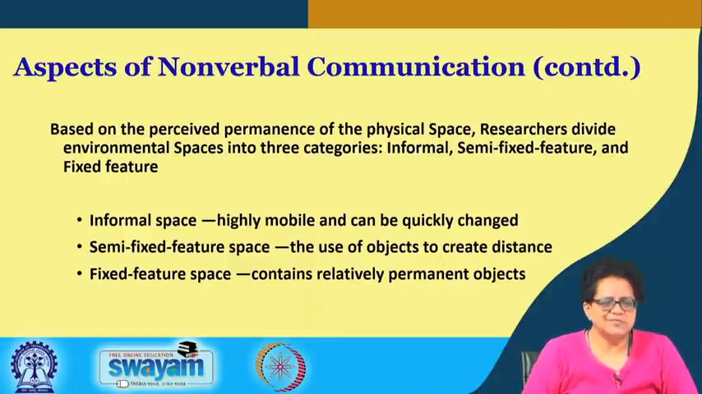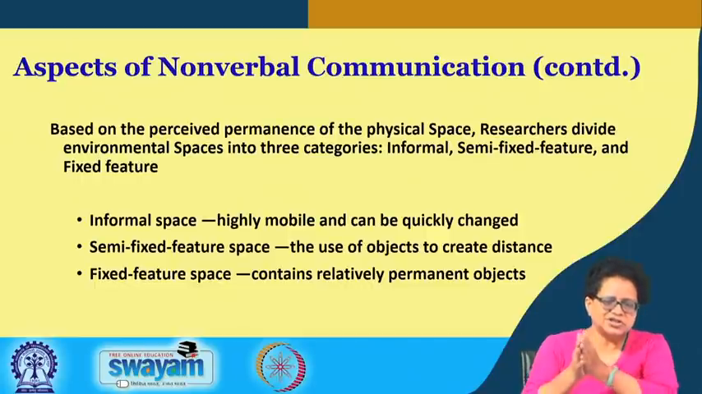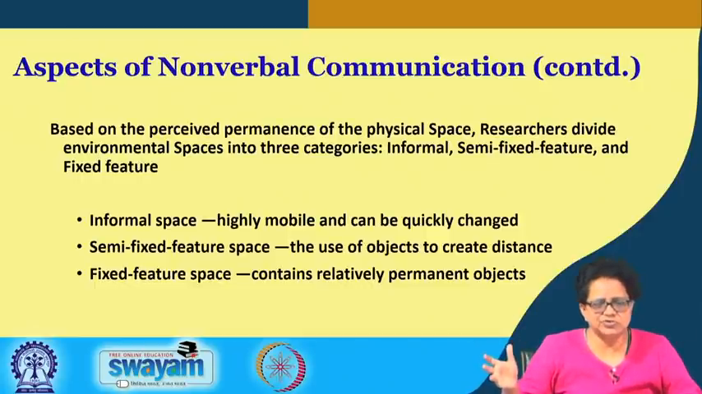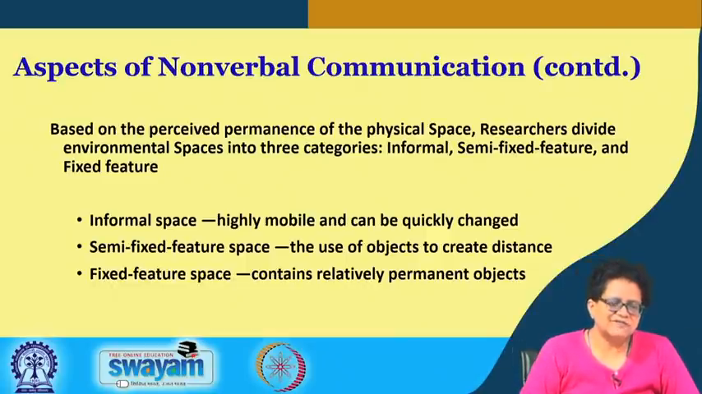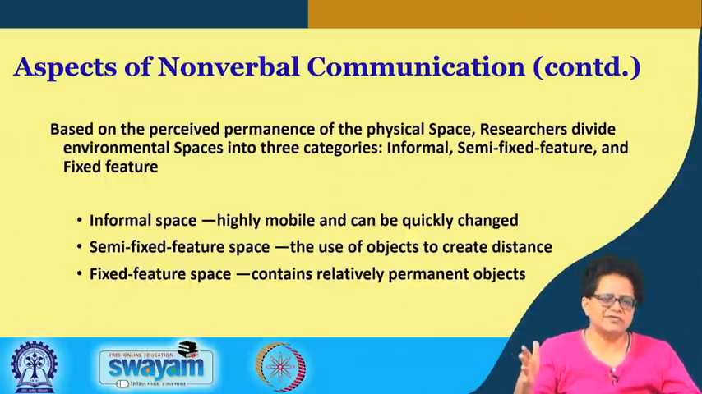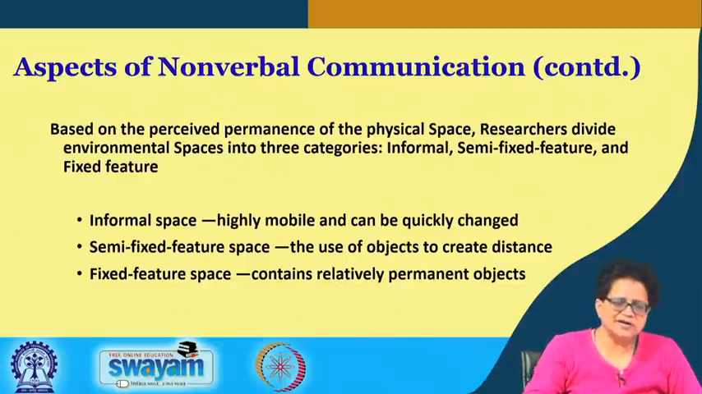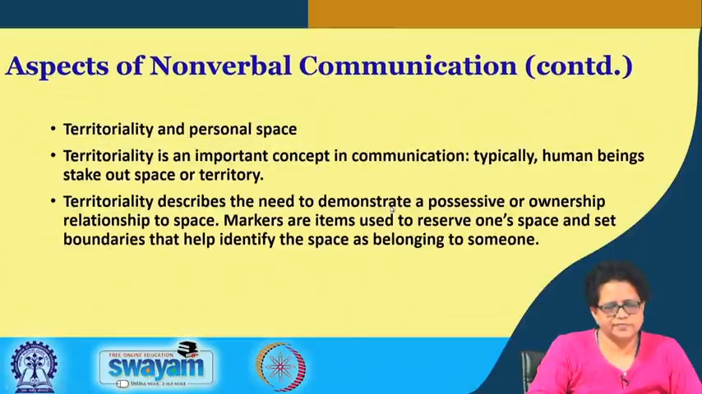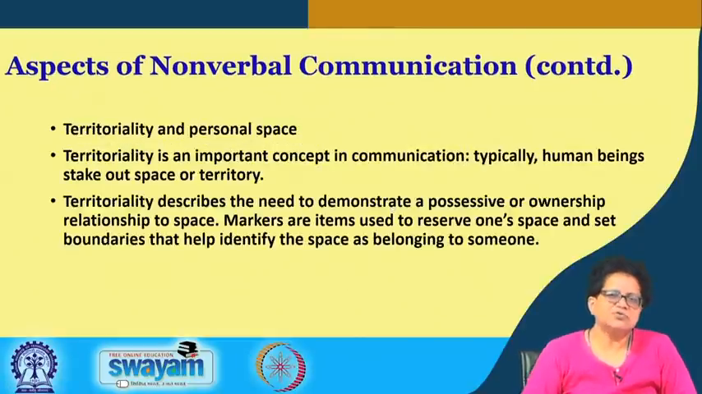Number 2, semi-fixed feature space is temporary partitions or maybe heavy tables which are used to create distance or space, and fixed feature space contains relatively permanent objects, for example, the boundary wall between 2 houses or the use of some other permanent feature. We are now at the end of this lecture, number 6.